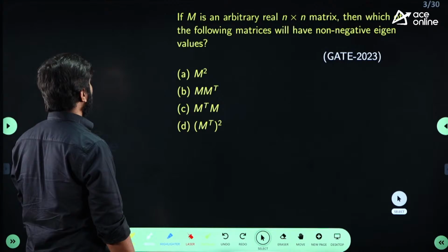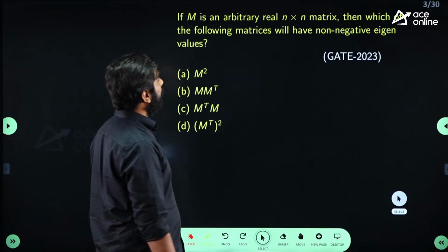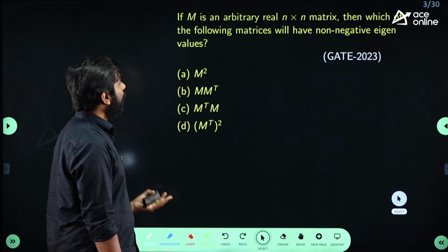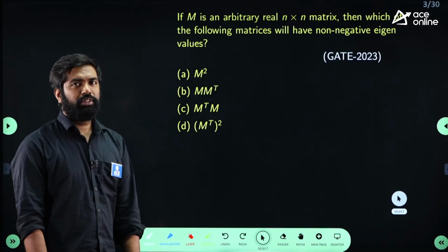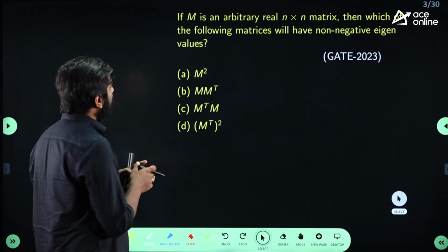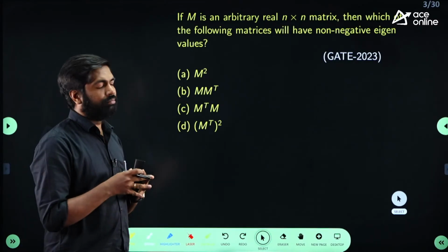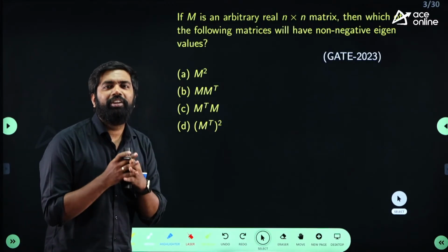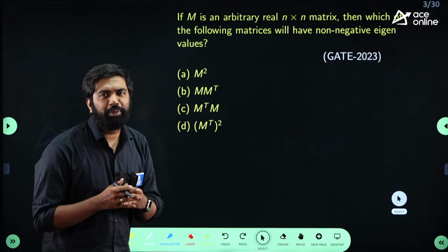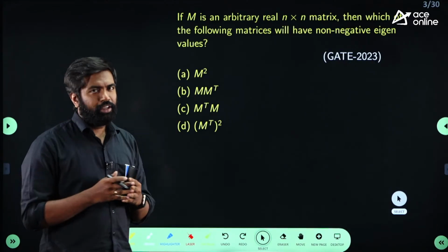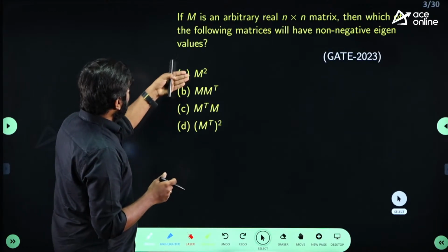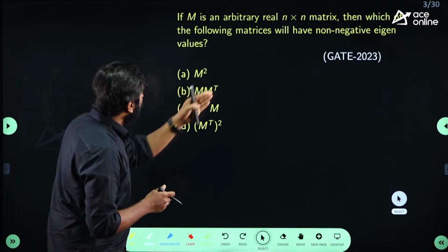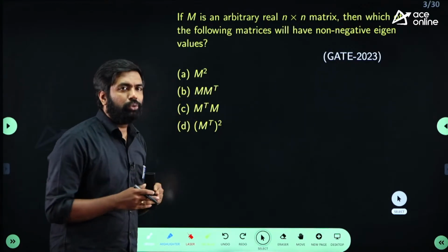If M is an arbitrary real n cross n matrix, then which of the following matrices will have non-negative eigenvalues? So he says that M is a real n cross n matrix. Which of the following will have non-negative eigenvalues? What do you mean by non-negative? Non-negative means which is not negative. So there are various options like M square, M transpose whole square, M into M transpose into M.